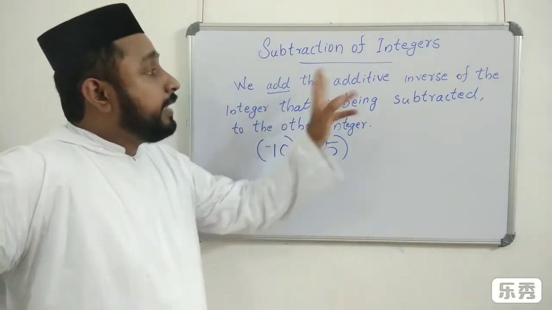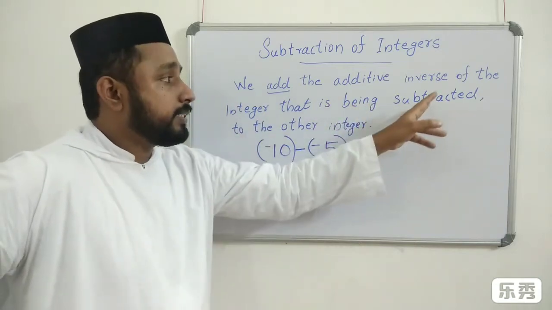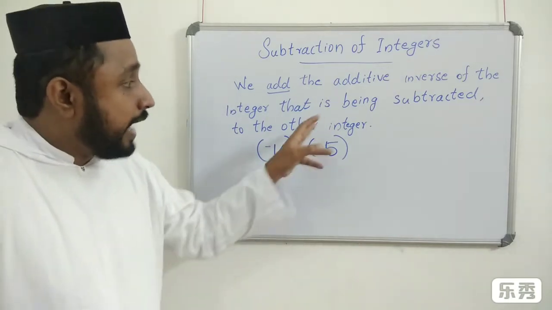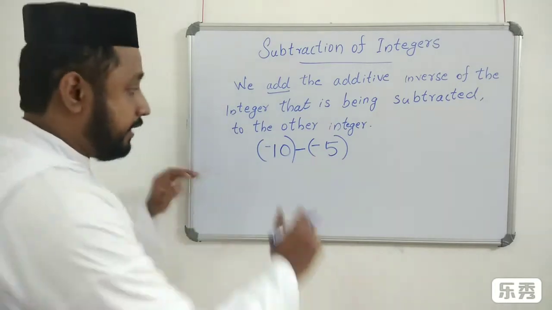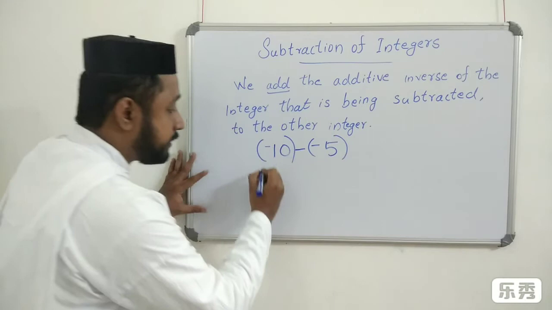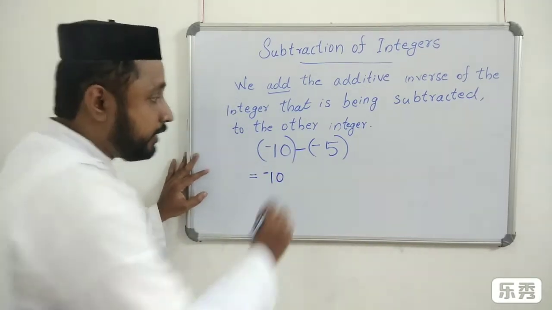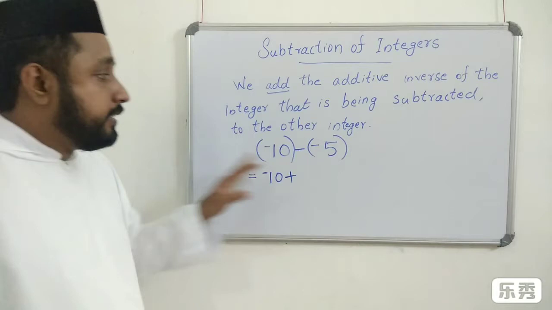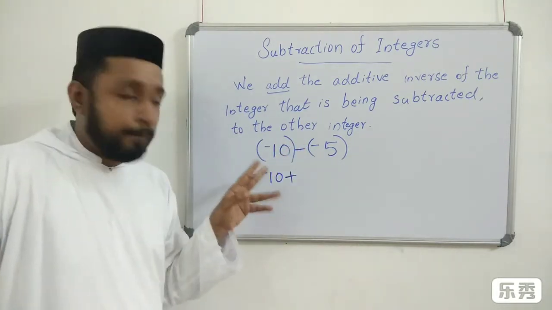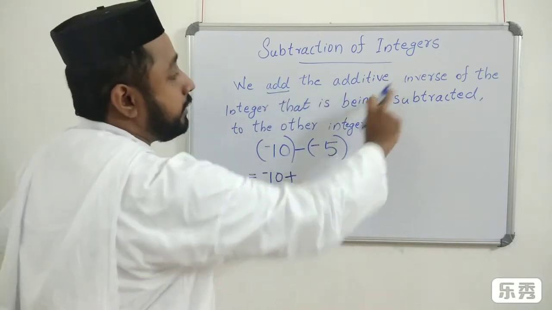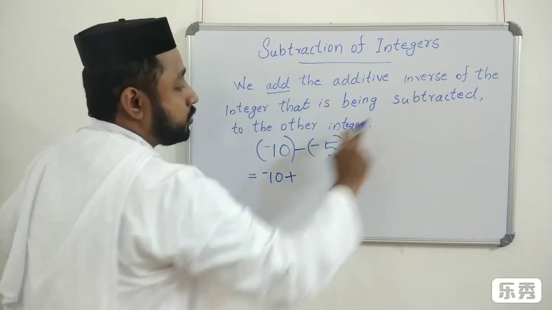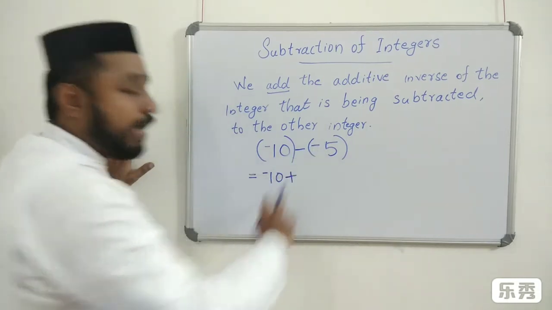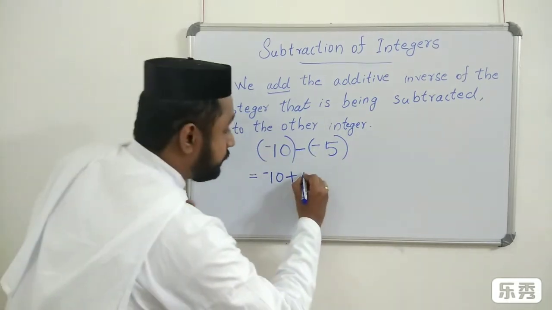How do we add? We add the additive inverse of the integer that is being subtracted. Here minus 5 is being subtracted. So we are going to add the additive inverse of minus 5. First we write minus 10. Now we change this minus into plus, we change this subtraction into addition. Minus 10 plus. Now we add the additive inverse of the integer that is being subtracted, the additive inverse of minus 5, which is plus 5.